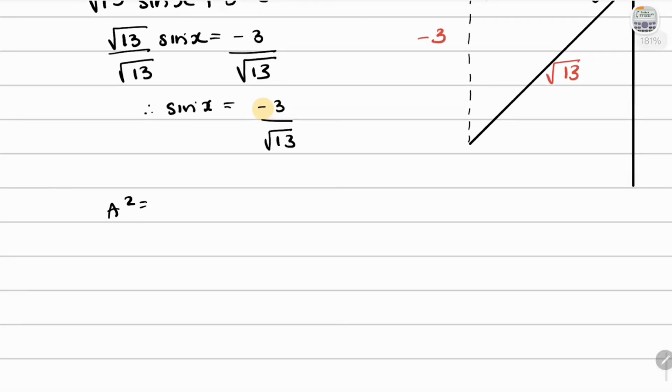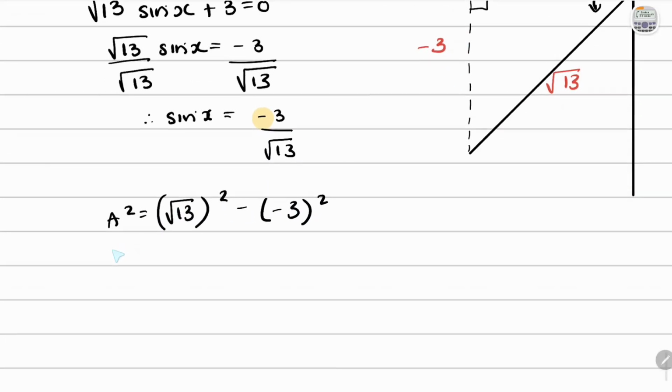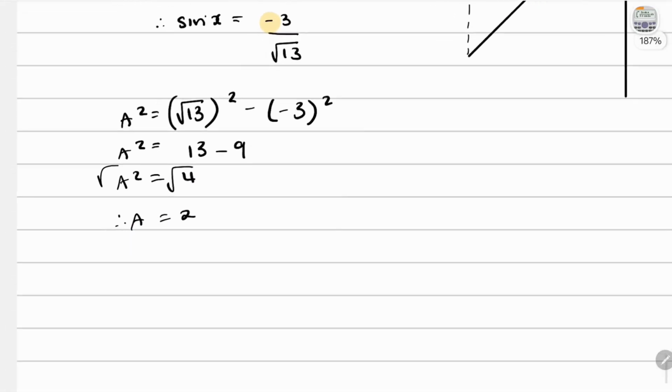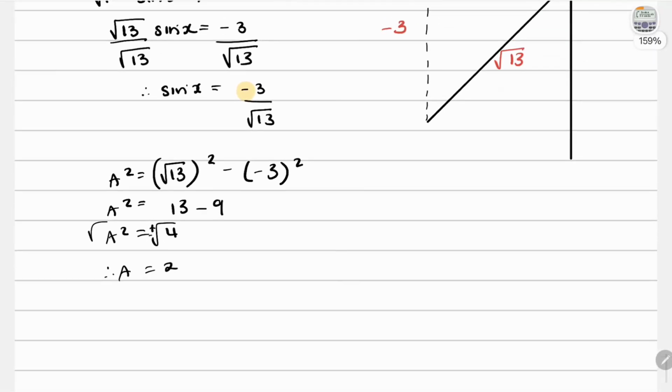So a squared is equal to the hypotenuse squared, minus the other shorter side, which is negative 3, squared. So a squared is equal to 13 minus 9, which gives you 4. So a squared is equal to 4. When you square root both sides, a is equal to 2. Positive or negative 2, really, because it's the adjacent side. But based on the diagram, we'll be able to tell what it is.